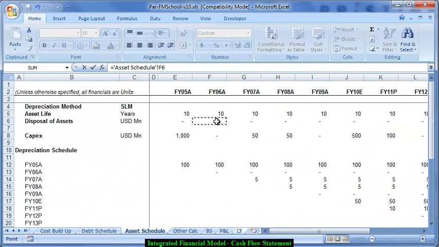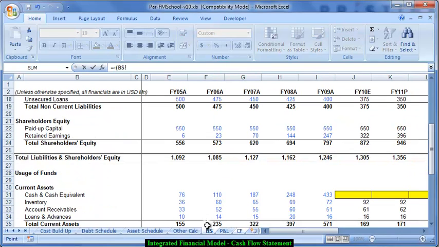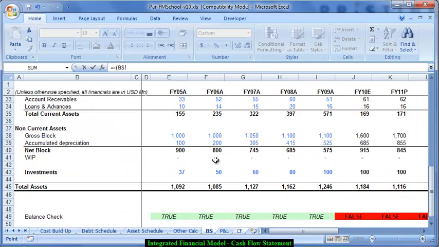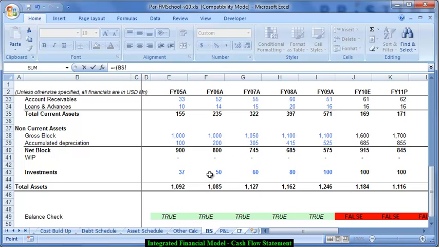So gain or disposal from sale of asset. Is that okay? Less any increase in working capital. So I am looking for a negative sign, increase in working capital. I'll be able to figure out the work in progress from the balance sheet. Let's take a look at the work in progress that we have. So I'm looking for FY6 less FY5. Please note that I have put a negative sign in front of this. Is that okay? Less increase in investments. So negative sign, my investments are again in the balance sheet. My FY6 investments less FY5 investments.